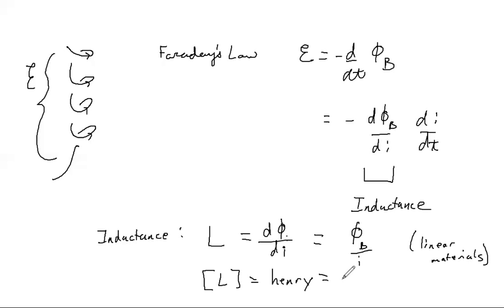And 1 henry is 1 volt-second per amp. So it's kind of a bizarre quantity, but it's a flux per unit current. That's what it is.